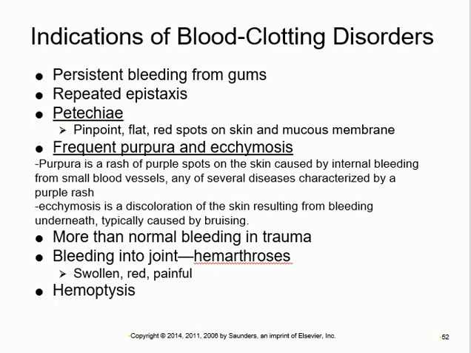Petechiae, purpura, and ecchymosis. Petechiae is very tiny blood. Purpura is bigger and a little bit bluish. Ecchymosis is even bigger. Okay? All of them are bleeding under the skin.